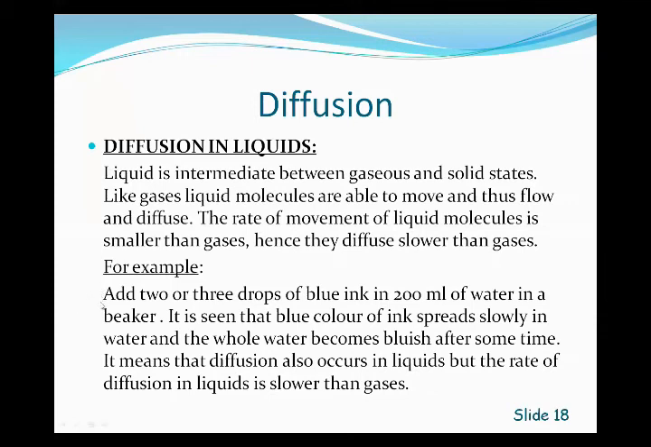Now consider an example. For example, add 2 or 3 drops of blue ink to 200 ml of water in a beaker. Take a beaker and take 200 ml of water. Add 2 or 3 drops of blue ink. What happens? The blue color of the ink spreads slowly in the water, and the whole water becomes bluish after some time. It means that diffusion also occurs in liquids, but the rate of diffusion in liquid is slower than gas.